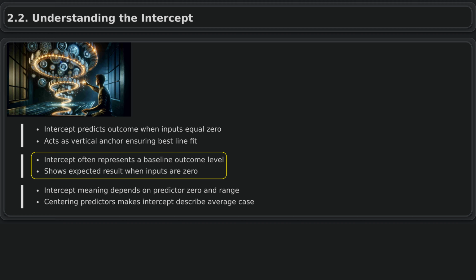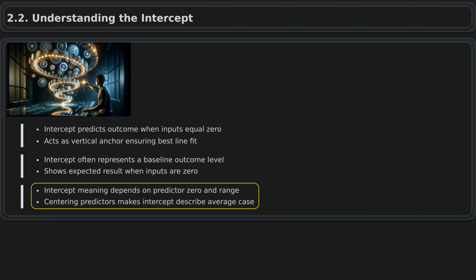When interpreting intercepts in regression models, you need to consider the range and scaling of the predictor. If a predictor value of 0 is outside the data you actually observed, the intercept may not represent a realistic situation, such as predicting income for 0 years of work experience when your data does not include that case.